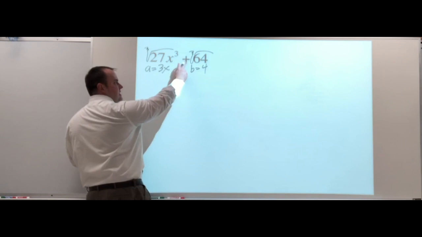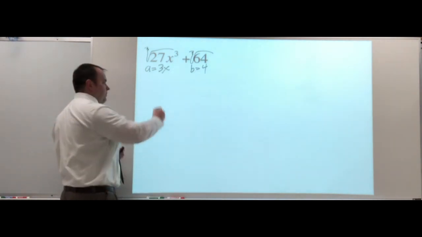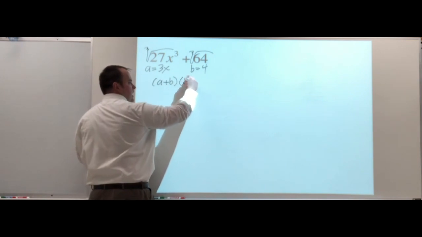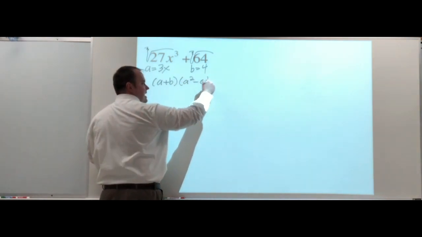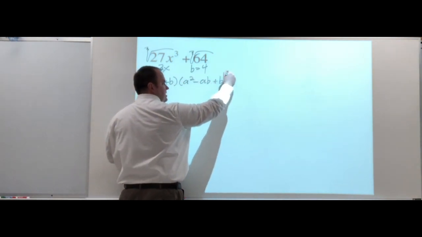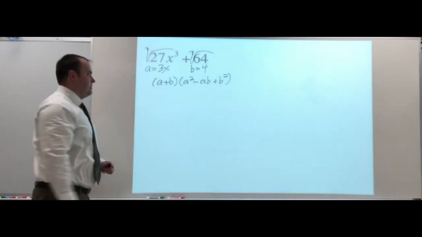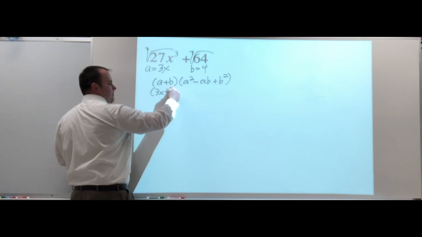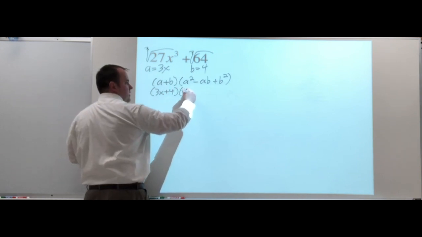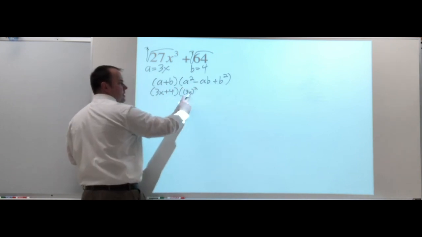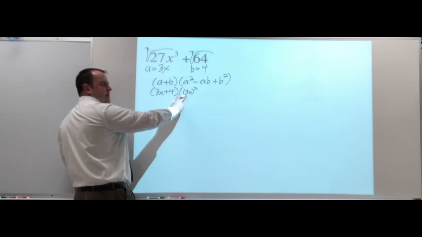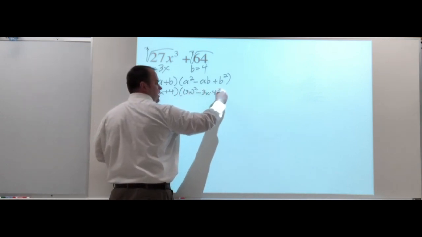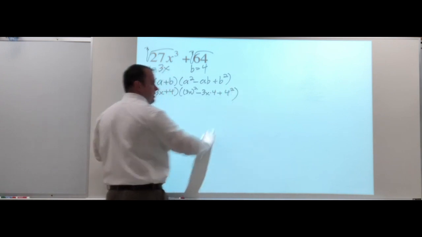Now this time it is the sum of two cubes. So the formula this time: a plus b, a squared minus ab plus b squared. Take everything and plug it in. 3x plus 4, then (3x) squared. Now notice my 3x squared here, I put that 3x in parentheses. 3x times 4 plus 4 squared.